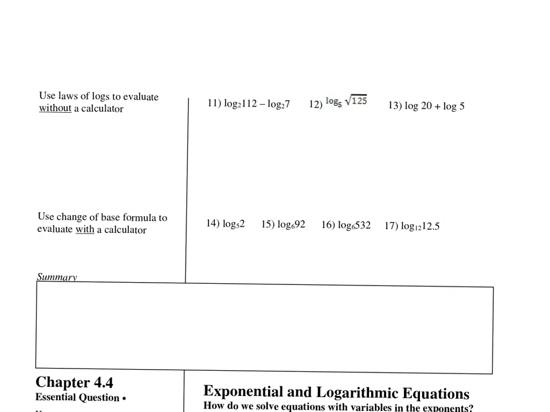All right, next up we're going to do these without a calculator. And so if you're looking at number 11 here, the way we would have done this before is say 2 to what power gives you 1/12, and then also 2 to what power gives you 7. But obviously that's kind of not possible to think of those powers, and so we're going to use the laws of logs to condense this first. So I'm going to say log base 2 of 1/12 divided by 7, since they are subtracting, we would divide them.